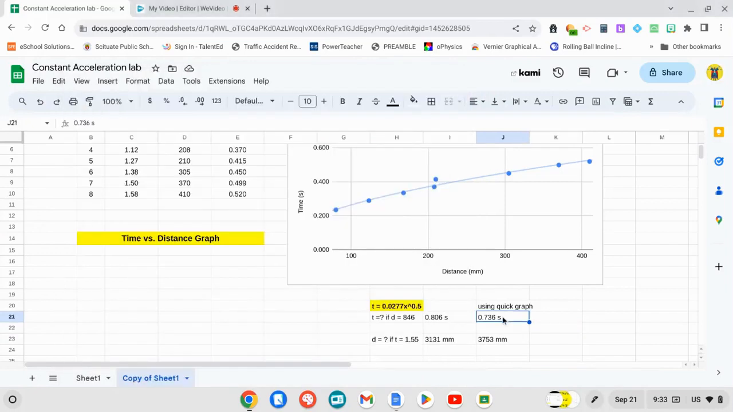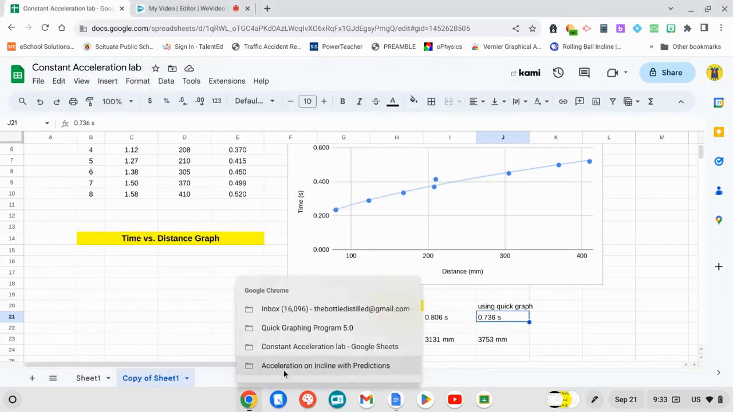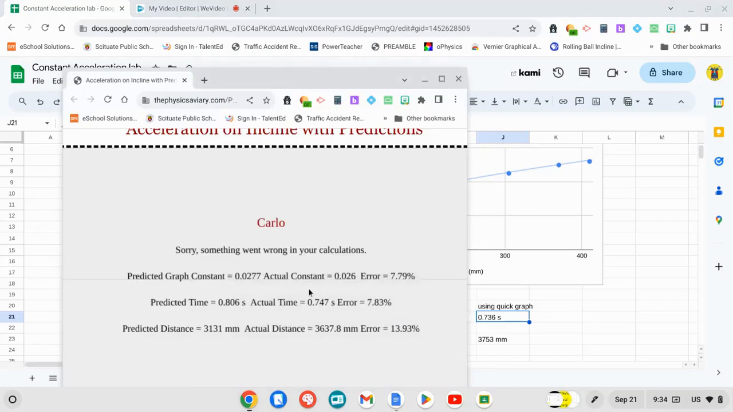You can see here that the answers using QuickGraph are much closer to what the sim expected. So if you get anything below 20%, then it's acceptable.